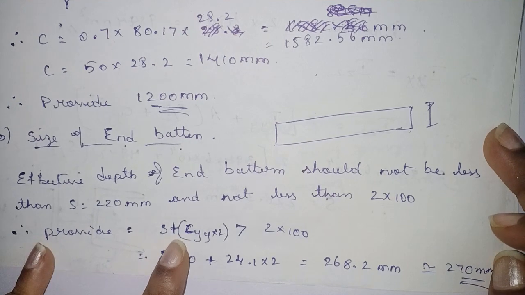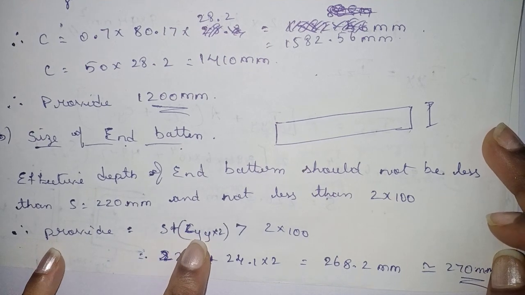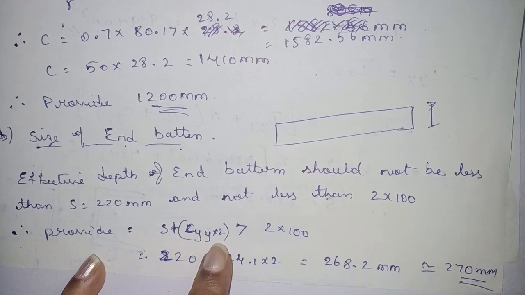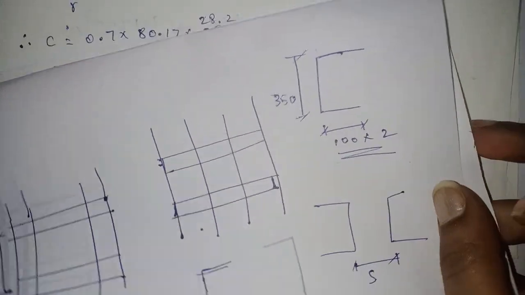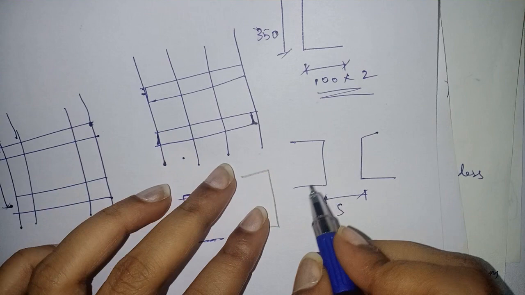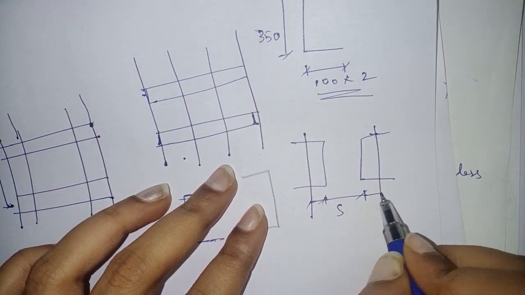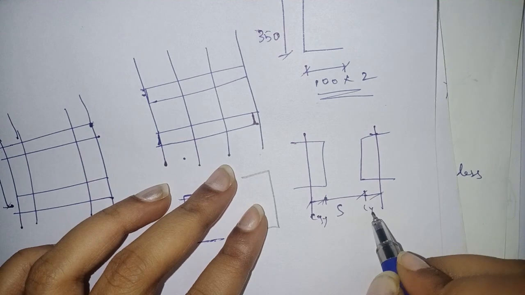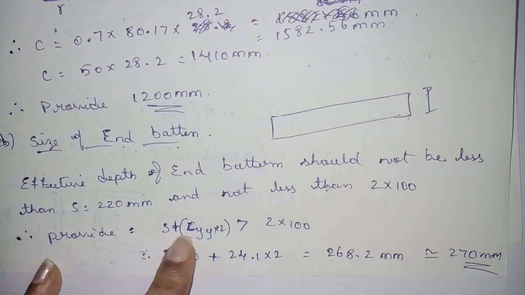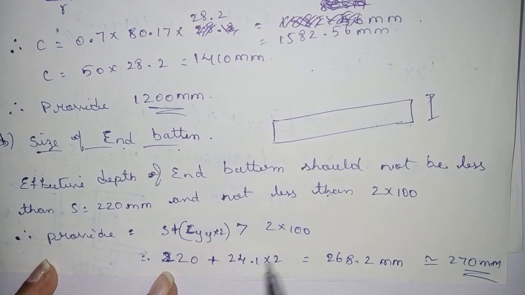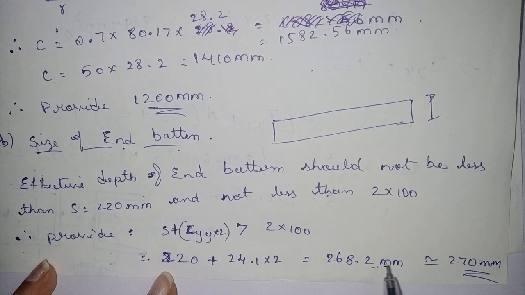So we'll calculate it now. S plus CYY into 2. It should not be lesser than that. Means what we will do, we'll add up these two CYY on both the sides. Okay, is it clear? So now whatever you have got, you add up, we'll get this. Got it? Then it should not be lesser than 200. It is greater than 200 only. Now we'll round off that to 270. I think it's clear, right?